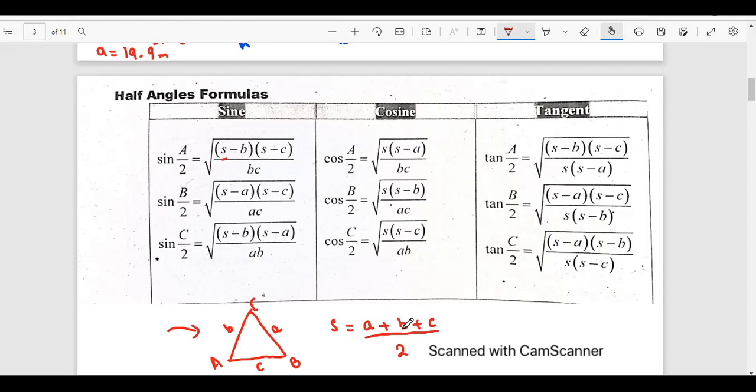Now let's suppose that you have been asked to find the angle A and you have ABC. You have three sides and you need to find, let's say, all the angles A, B, and C. These are the formulas which you can use. Yes, you can use the cosine rule as well. That is completely your choice. Whatever formula you are comfortable with, you can use.